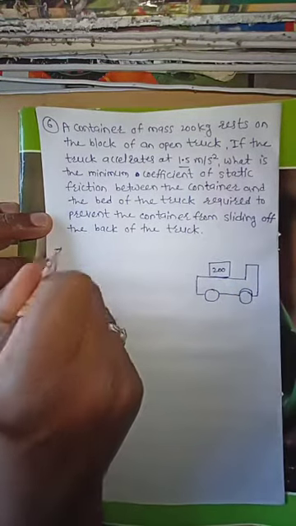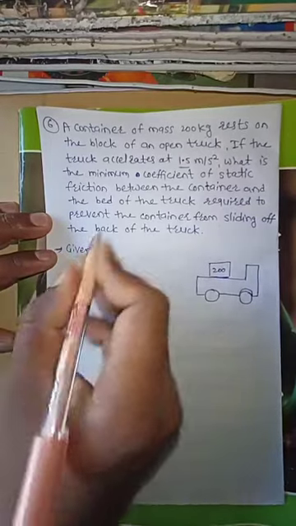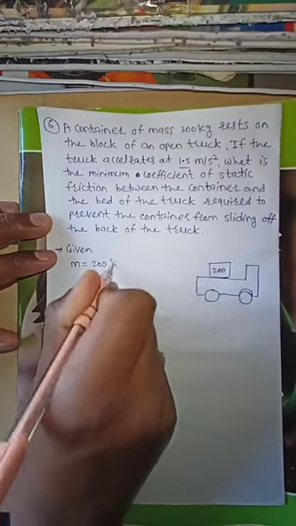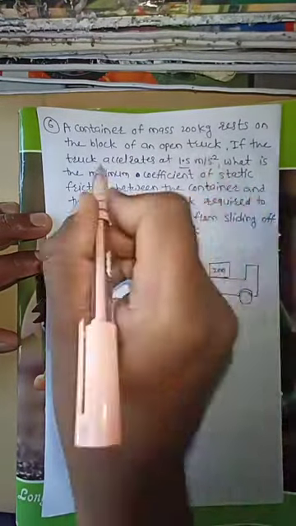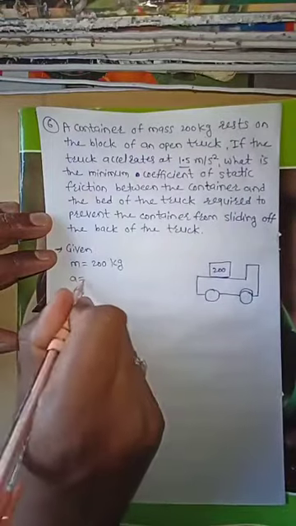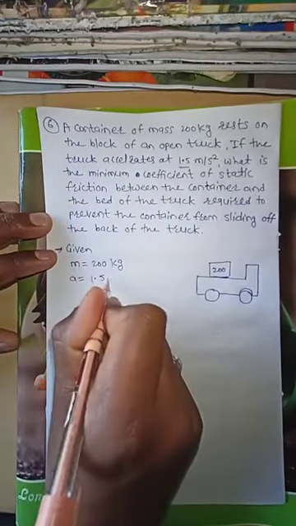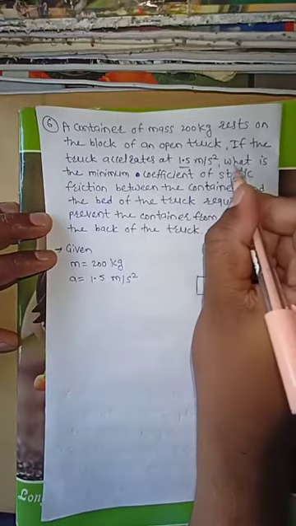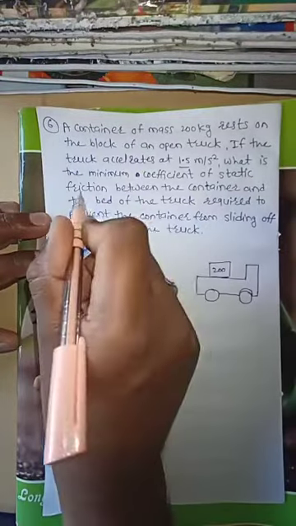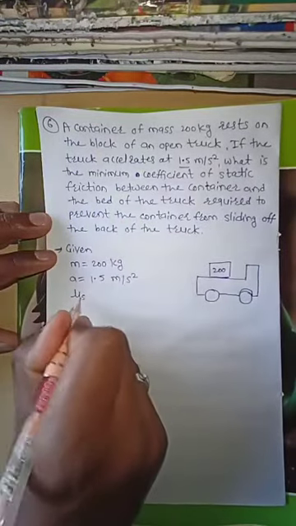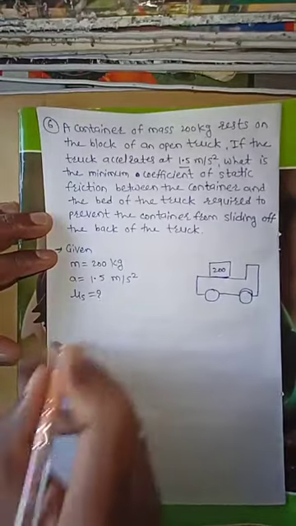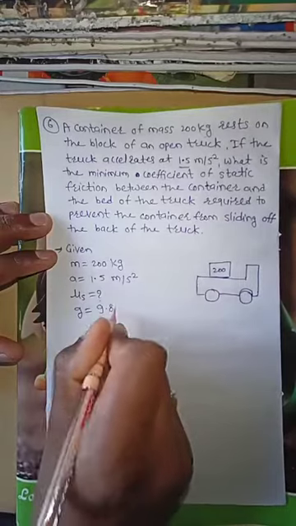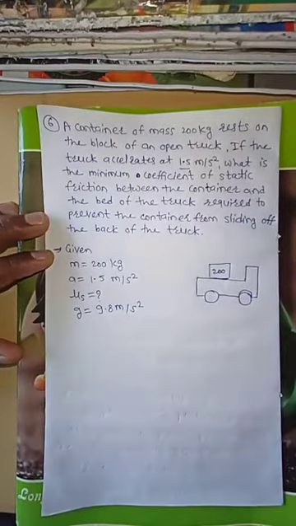First, write down the given data. Mass of the container, that is m is equal to 200 kg. Next, acceleration of the truck. Acceleration of the truck is 1.5 meter per second square. Now, what we have to find out? The minimum coefficient of static friction, that means mu s we have to find out, and we know that acceleration due to gravity g is equal to 9.8 meter per second square.